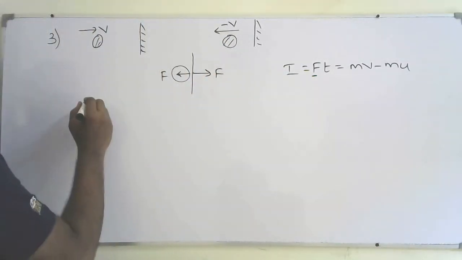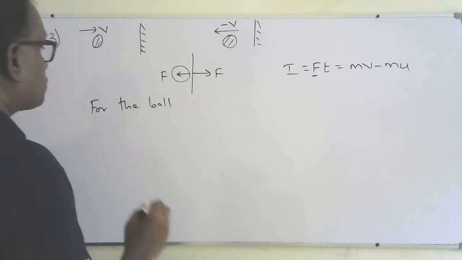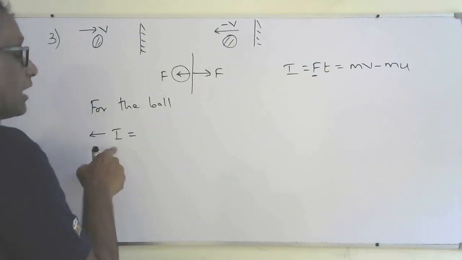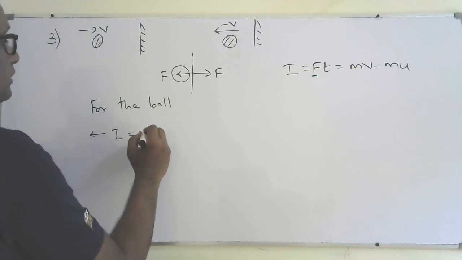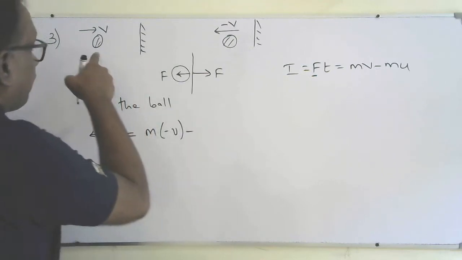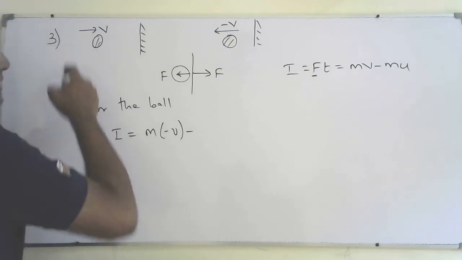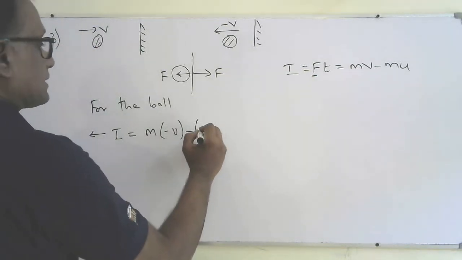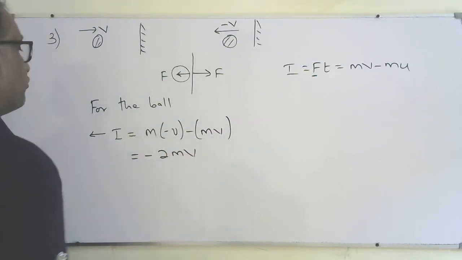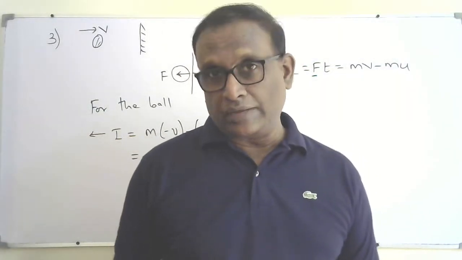Okay, so I can say for the ball, I know the impulse for the ball is towards left. So I'm taking the impulse for the ball towards left. So mv, so m into the final velocity, which is negative, minus the initial velocity towards right. I know towards right is positive. So minus mv. So it's going to be minus 2 mv for the ball. The impulse for the ball towards left is minus 2 mv.